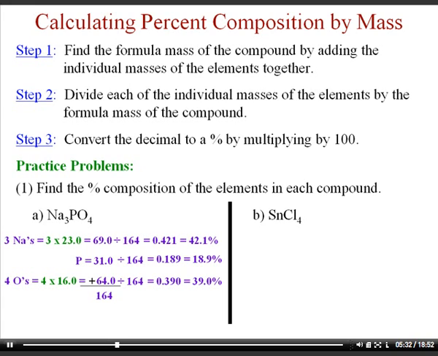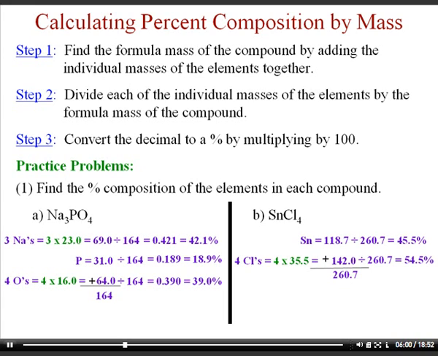For example B, we have tin 4 chloride, that's SnCl4. The Sn element only weighs 118.7 grams. There's only one of them. And 4 chlorines weighs 142 grams. So when you add those up, you'll get the formula mass of 260.7. You're going to take each individual mass divided by your total mass and multiply by 100 to turn it into a percent. So tin is 45.5, so that means the chlorine has to be the remaining percentage, which is 54.5%.